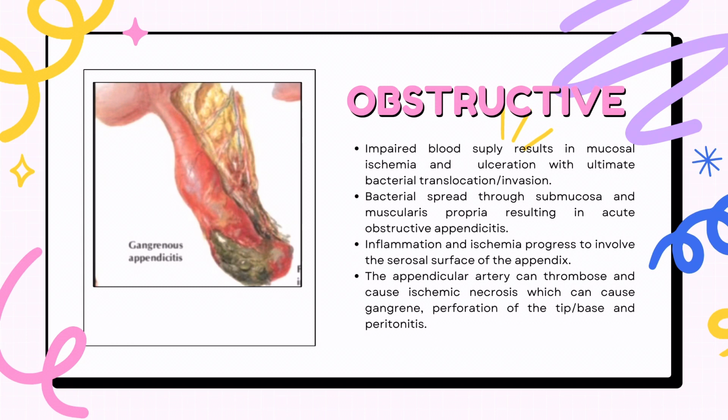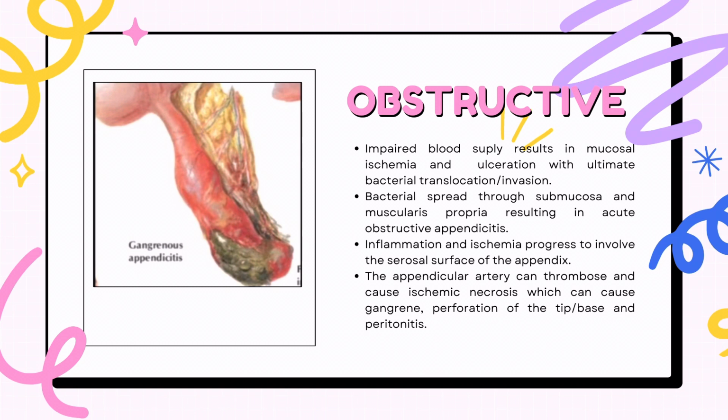Let's start with obstructive appendicitis. The luminal obstruction due to either lymphoid hyperplasia in young people or fecaliths in older patients will lead to increased mucus production and inflammation. We need to remember, appendiceal mucosa continues to secrete normally despite being obstructed. As inflammatory fluid collects inside the lumen, there is distension and increase in intraluminal pressure, which will lead to blockage of venous and lymphatic drainage.